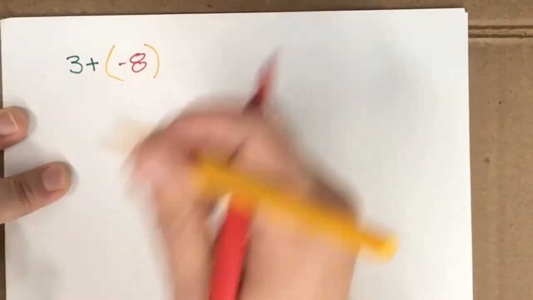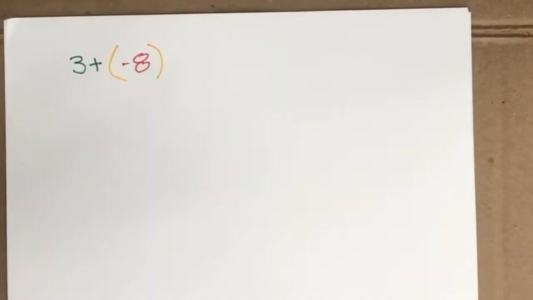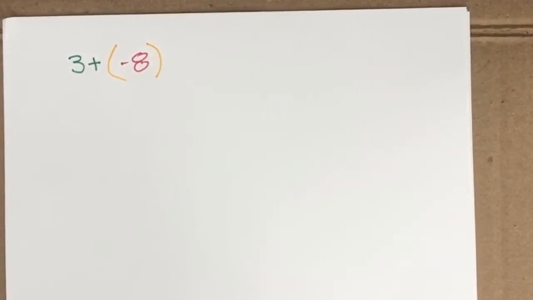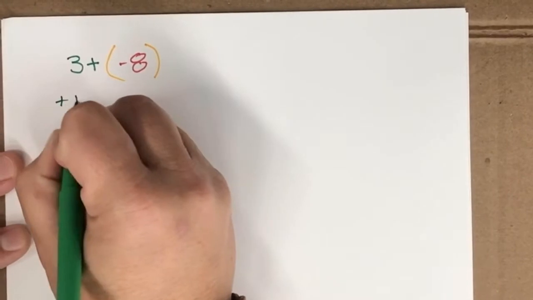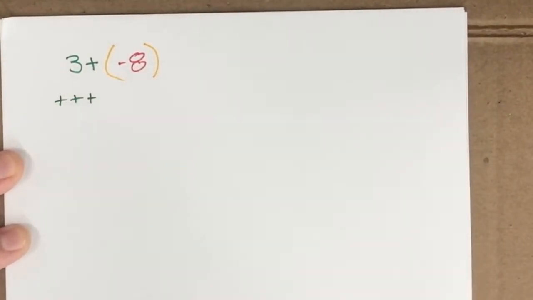And so when you're adding and subtracting integers, the key is to think of these. I like to look at them in two different colors, but you have positives and negatives. So we are adding 3 positives to 8 negatives.